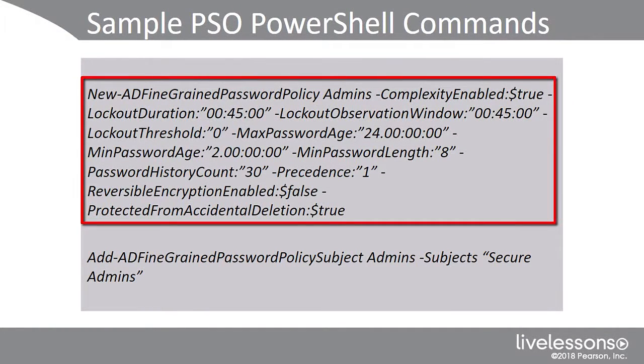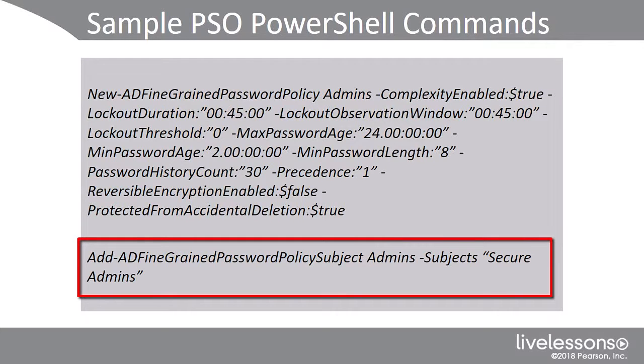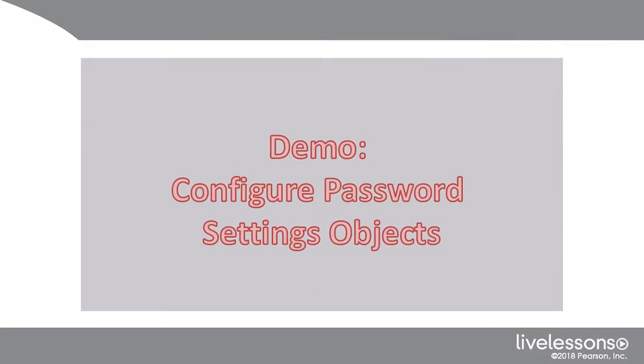Here's an example of those two PowerShell commands. New-ADFineGrainedPasswordPolicy, ComplexityEnabled, LockoutDuration, LockoutObservationWindow. These should all sound familiar. We went through all of these when we went through the domain and local account policies. And then our second command, Add-ADFineGrainedPasswordPolicySubject, is how we link that PSO to a group of users. Let's step out and take a look at what we'll see as part of the Active Directory Administrative Center when working with PSOs.